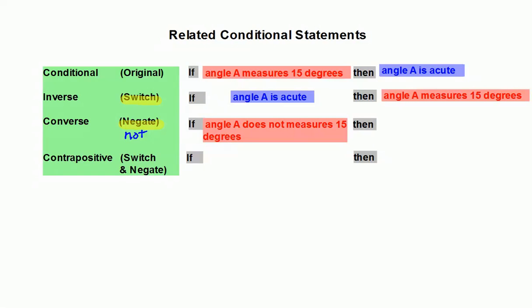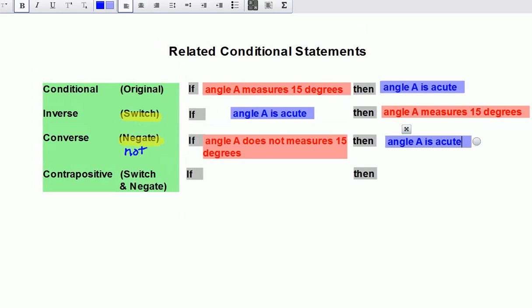Now I'm going to do the same thing. I'm going to go ahead and take my conclusion from the original, bring it here, and I'm going to negate both the statements, including the conclusion. So I'm going to say angle A is not acute.